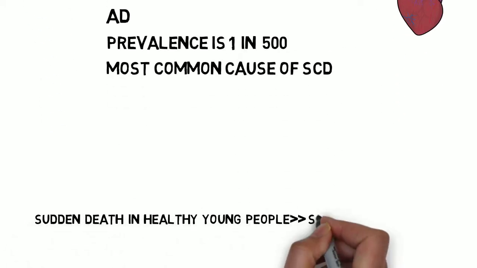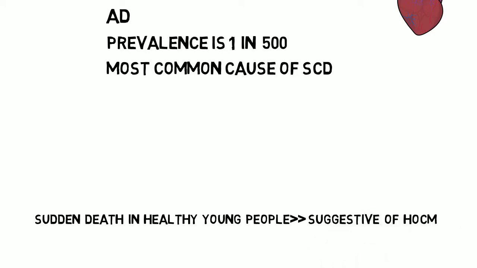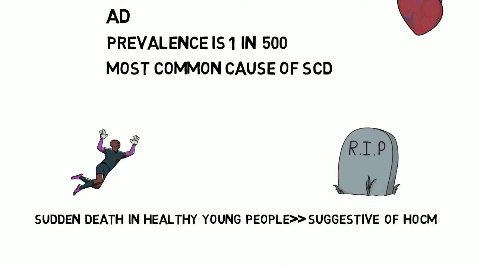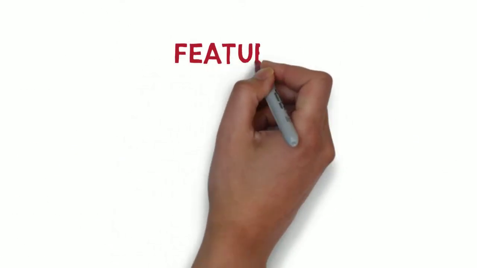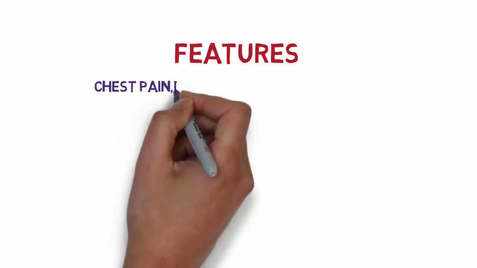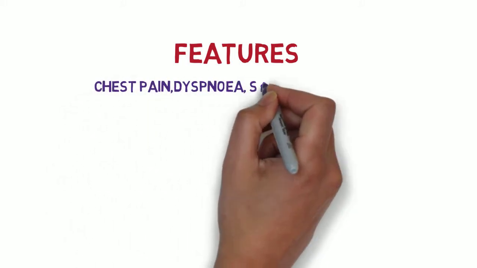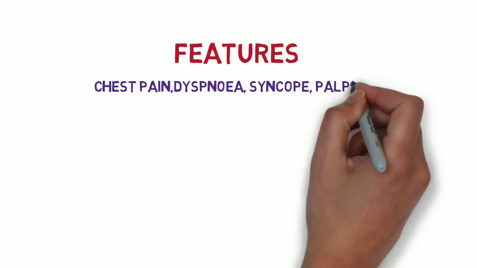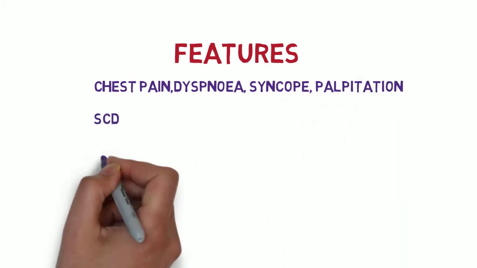A sudden death in healthy young people during playing football or exercising is suggestive of hypertrophic obstructive cardiomyopathy. What are the features? The patient may present to you with chest pain, dyspnea, syncope, palpitation, and sometimes he may present to you after death, that is sudden cardiac death. The patient may even be asymptomatic.